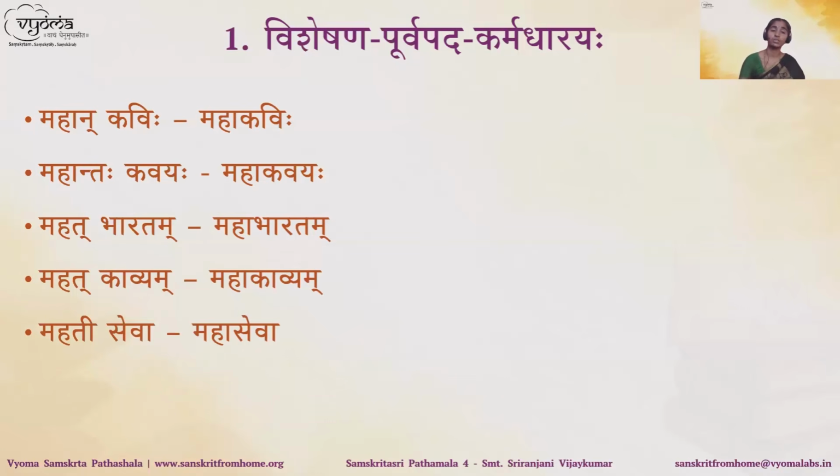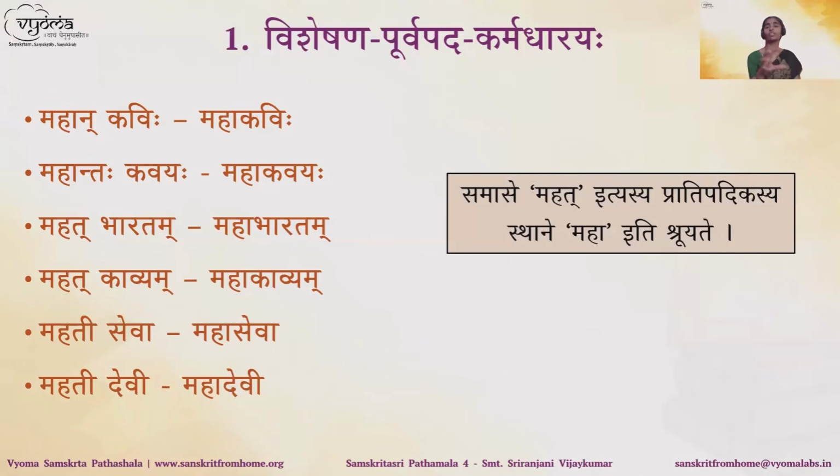Mahati Seva, great Seva. Seva is a Strilinga Pada. See how the Visheshana changes according to the Visheshya. Kavihi is Pullinga, so we say Mahan. Bharatam is Napumsakalinga, we say Mahat. Seva is Strilinga, so we say Mahati. Mahati Seva, Mahaseva. Mahati Devi, Mahadevi. So this is specific to this Mahat Shabda. There is a rule specific to the usage of Mahat.